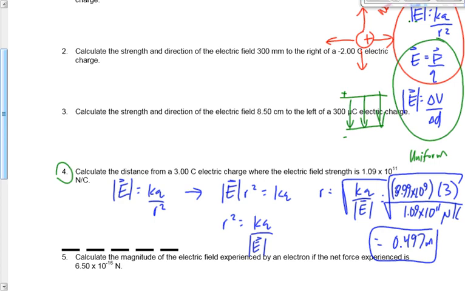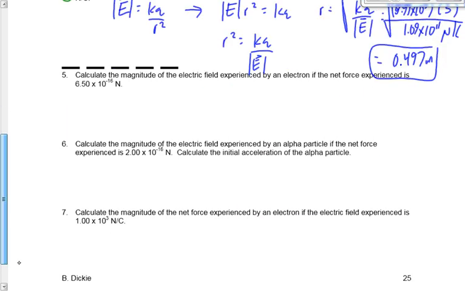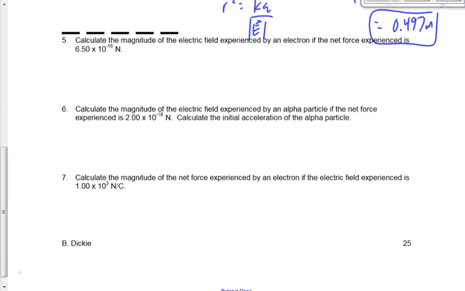Okay, next one we want to do is number 6. This one says, find the magnitude of the electric field experienced by an alpha particle if the net force experienced is 2.0 times 10 to the negative 16. And what's the initial acceleration?